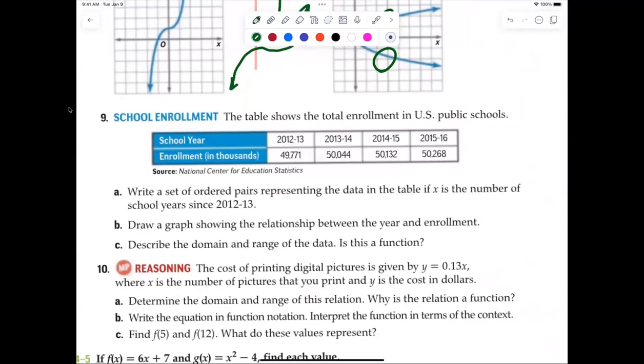All right. So the table shows the total enrollment of the U.S. public schools. Write a set of ordered pairs that represent the table. X is the number of school years since 2012, 2013. I'm not going to make you write the ordered pairs, right? So the first ordered pair, what would be the first X coordinate? Just tell me. The first X would be 0, because the school year they're telling you starts 2012, 2013.